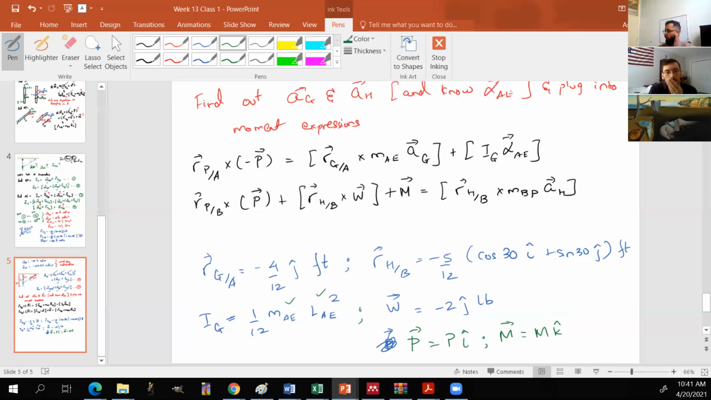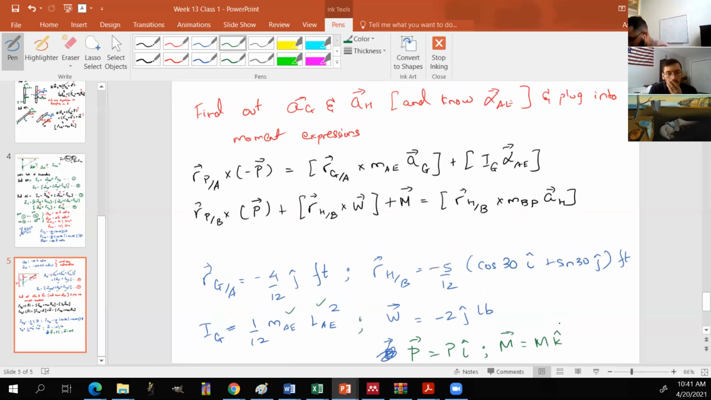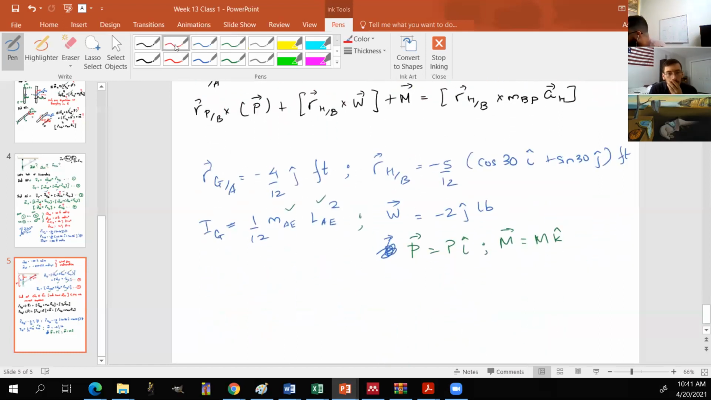All right, you solve all of that, and you get your final answer, which is your moment is equal to minus 5.82 k hat pound feet. And your force P is minus 12.24 i hat pounds. So we just assumed the wrong direction.